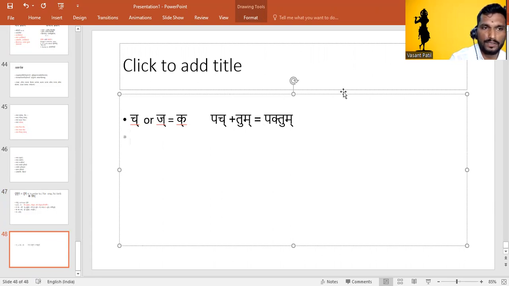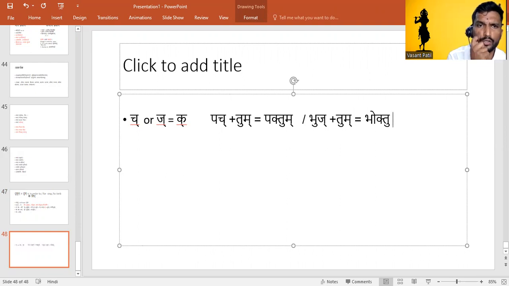Bhuja is another example, with ending ja. Bhuja is the dhatu, meaning to enjoy. If I add the tumunta pratyaya, it becomes bhoktum, because of u guna, o. Ja will change into ka: bhoktum, meaning in order to enjoy food. Aham bhoktum gruham gachami. In order to enjoy food, I go home. This is one rule.